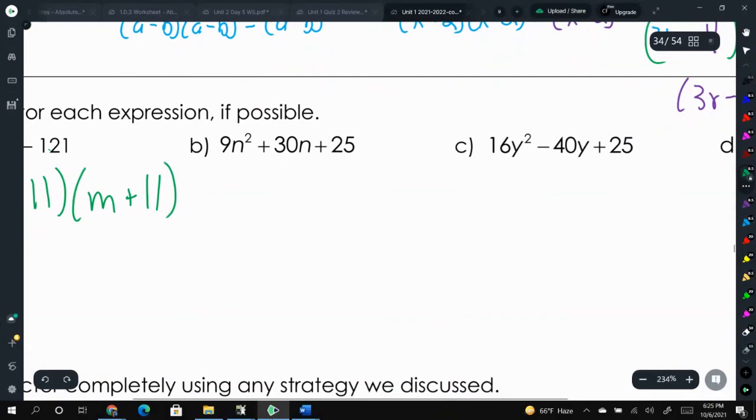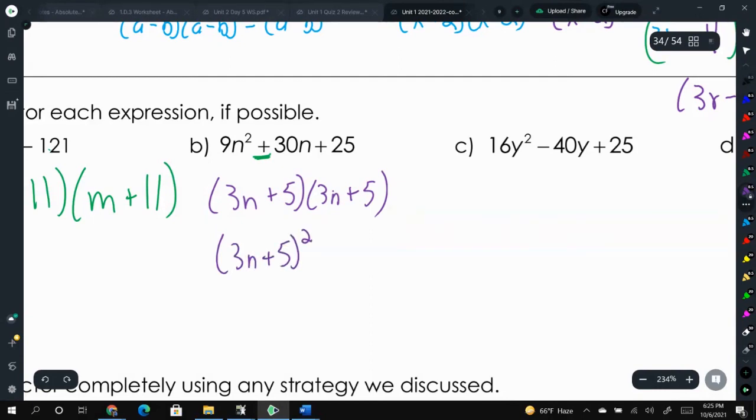When I look at letter B, I see that we have 9n squared, which is a perfect square, and 25, which is a perfect square, and it's a plus sign in the middle. So this would be a perfect square trinomial, and we're going to do 3n plus 5 times 3n plus 5. And again, that will simplify to 3n plus 5 squared, because this is a perfect square and that is a perfect square.